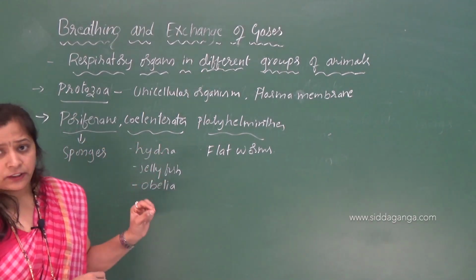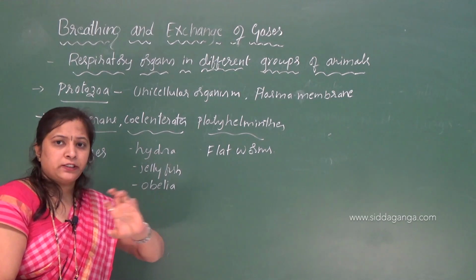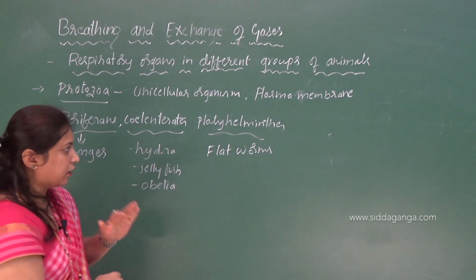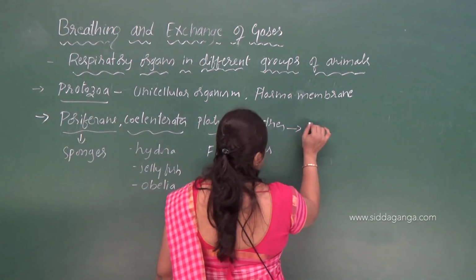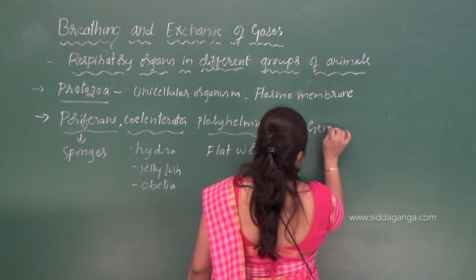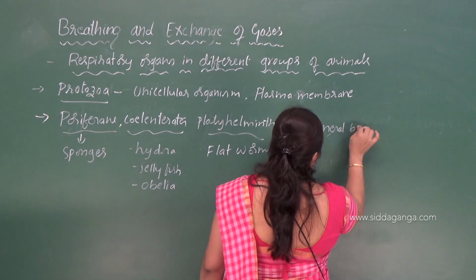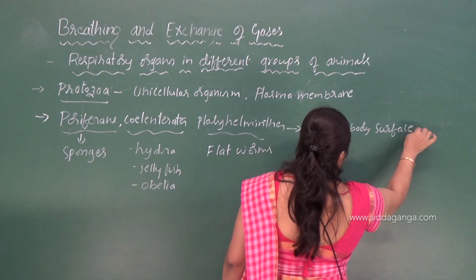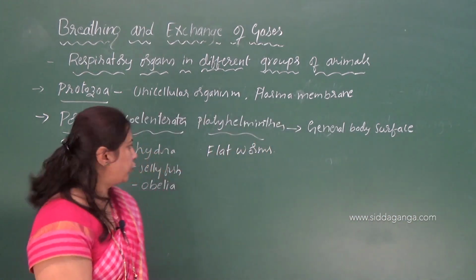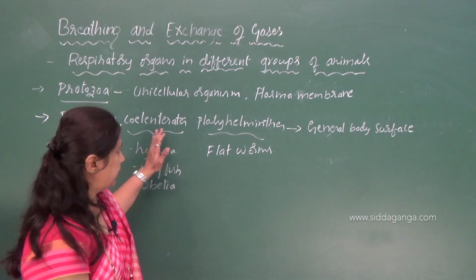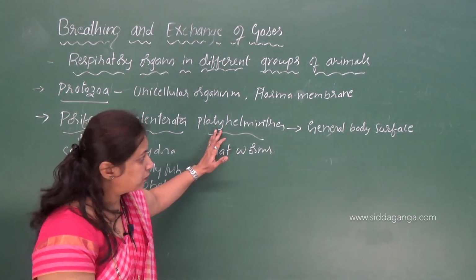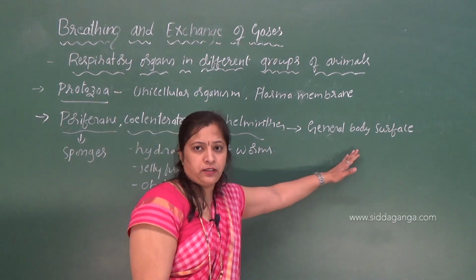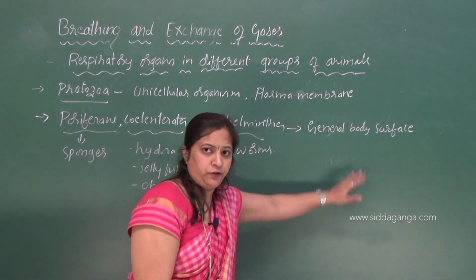So in these animals also there are no specialized respiratory structures. Okay. So the exchange of gases occurs through the general body surface, again by a process of simple diffusion. So in porifera, coelenterata, platyhelminthes, the exchange of gases occurs through the general body surface by a process of diffusion.